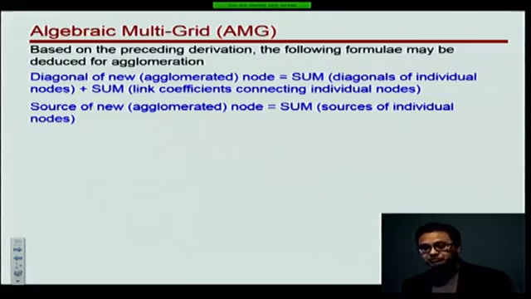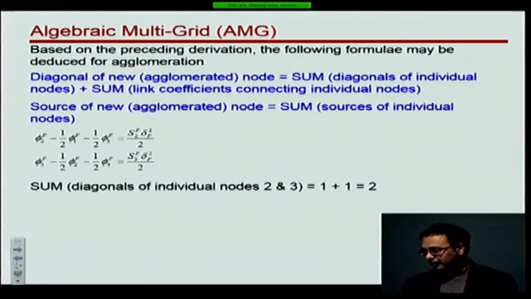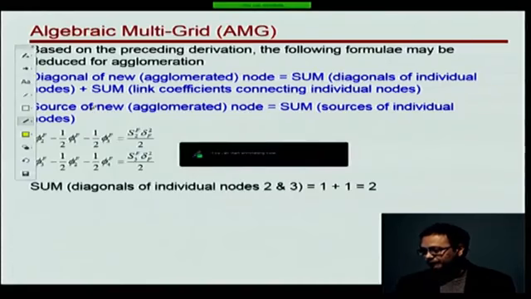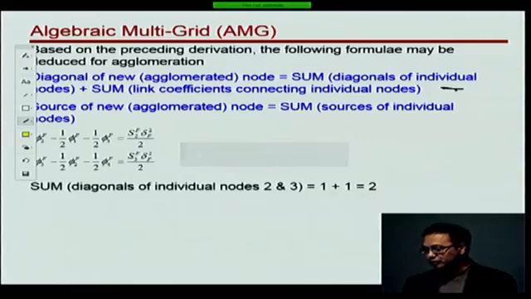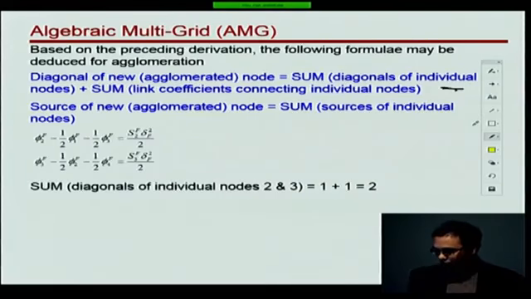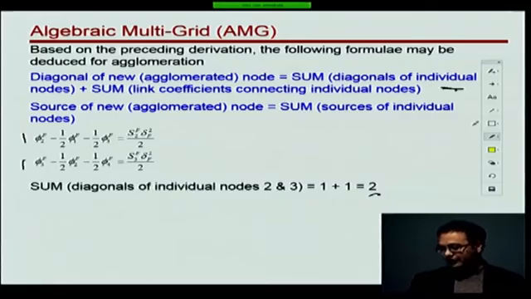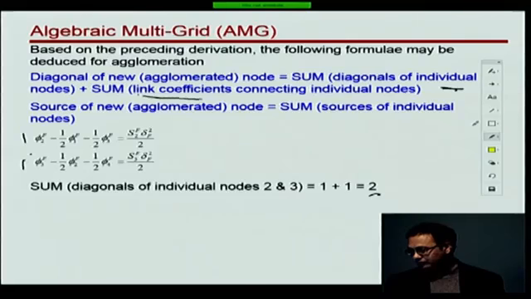And here is how it works. So these are the 2 equations we started with. If I now apply this formula, the sum of diagonals of individual nodes is clearly 1 plus 1. That's 2 right there, because the diagonals have 1 in both equations. Then we are saying the sum of the link coefficients connecting individual nodes.